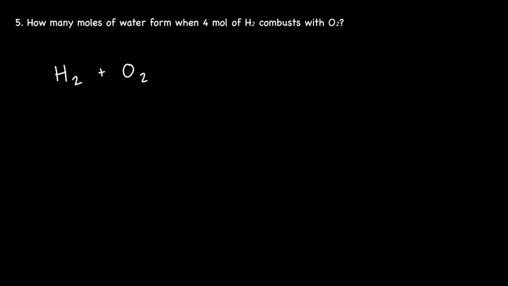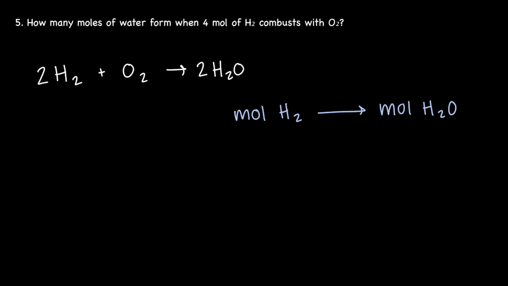H₂ and O₂ react to produce H₂O. To balance, we need 2 H₂ and 2 H₂O. For this unit map, we are starting with 4 moles of H₂ and ending with moles of H₂O.